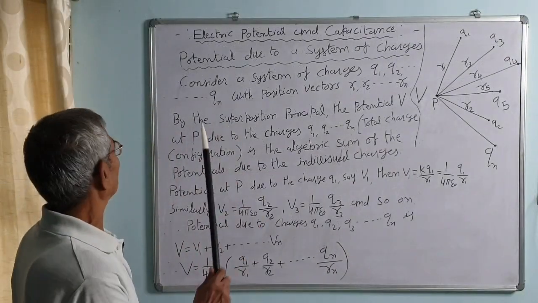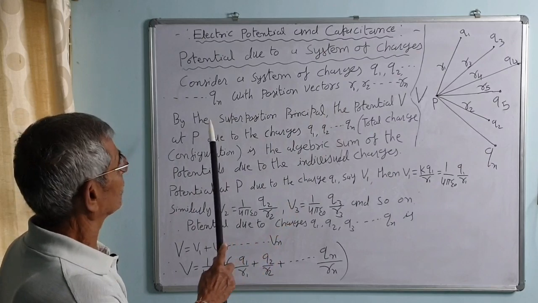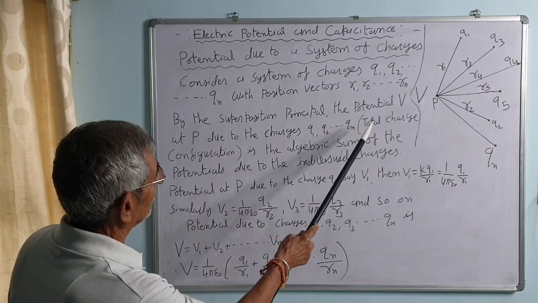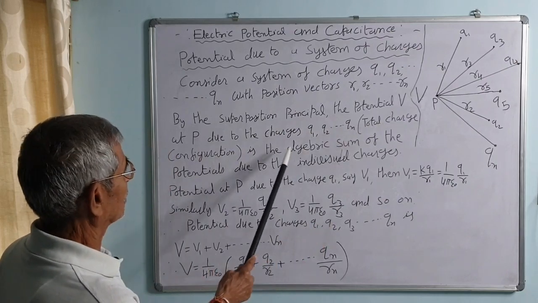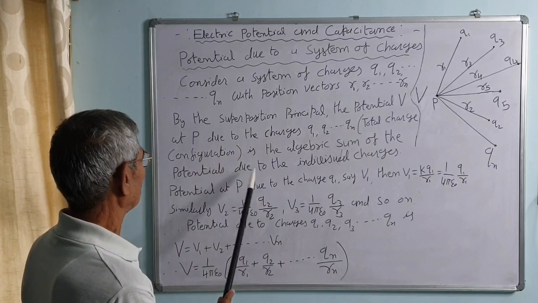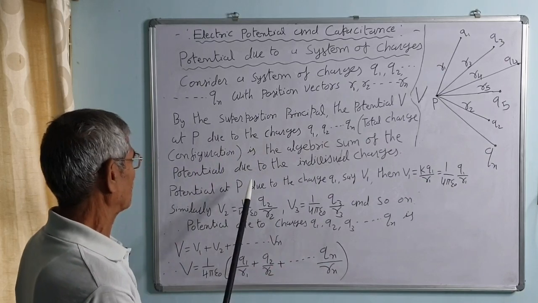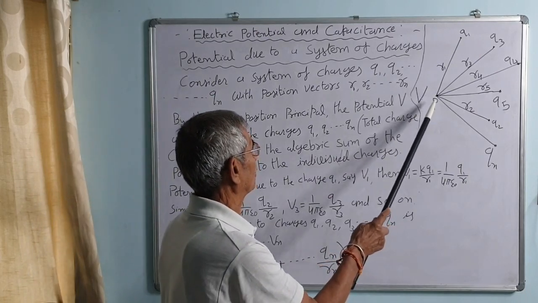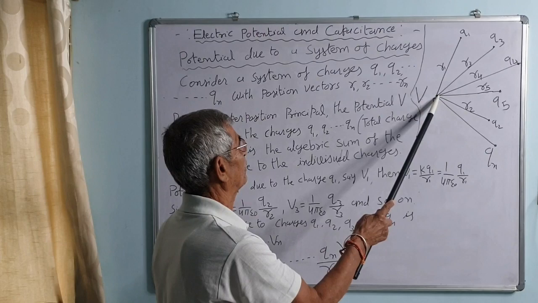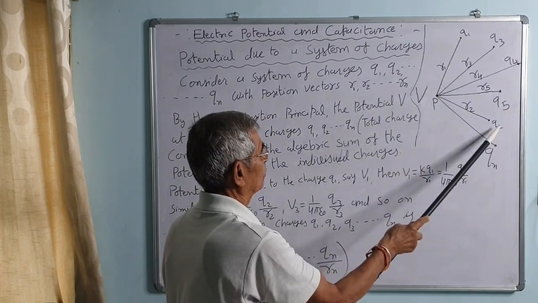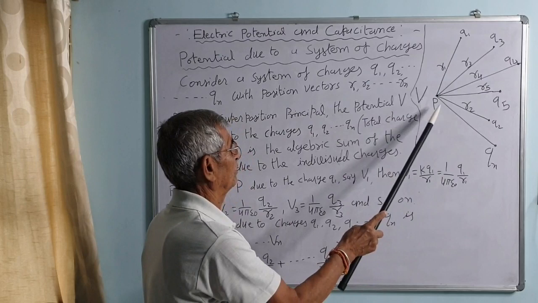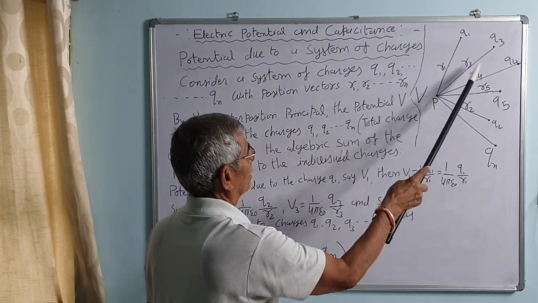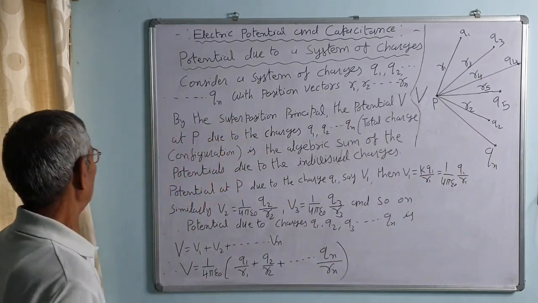Potential due to a system of charges. Consider a system of charges q1, q2, qn as shown in the figure. By the superposition principle, the potential at P due to the charges q1, q2, qn, that is the total charge configuration, is the algebraic sum of the potentials due to the individual charges. We want to calculate the total potential V at P due to all the charges q1, q2, q3, q4 and q5 situated at distances r1, r2, r3, r4 and r5 from P.